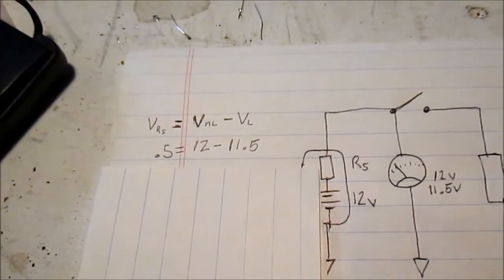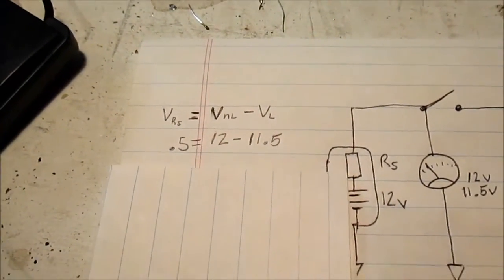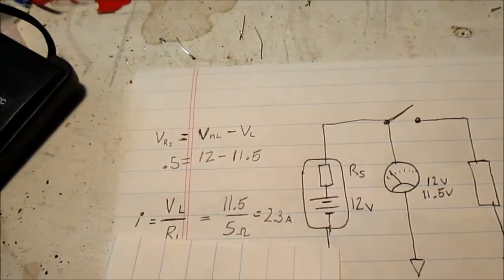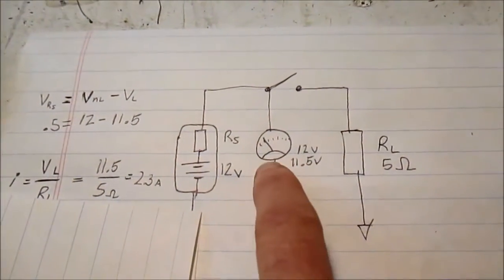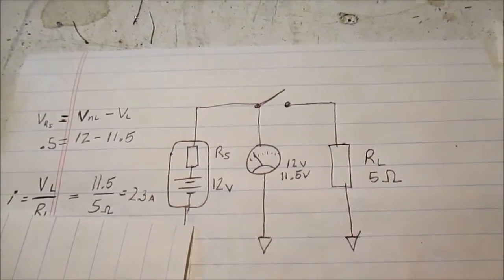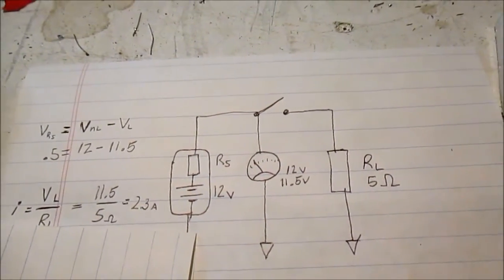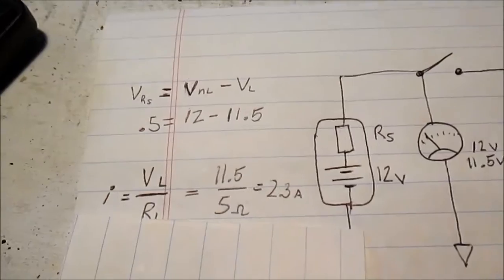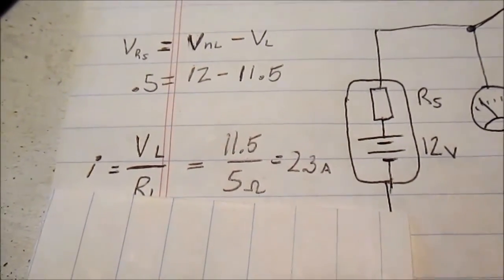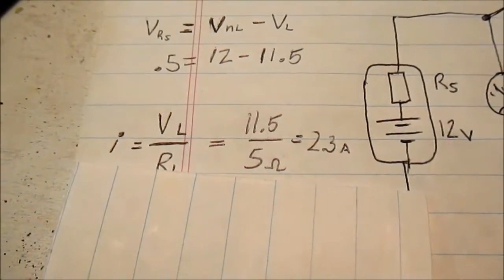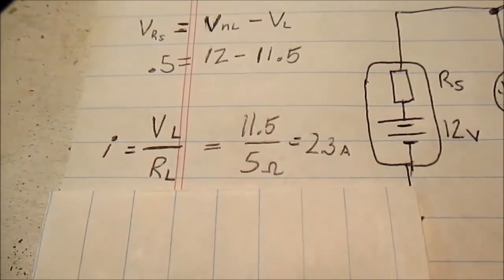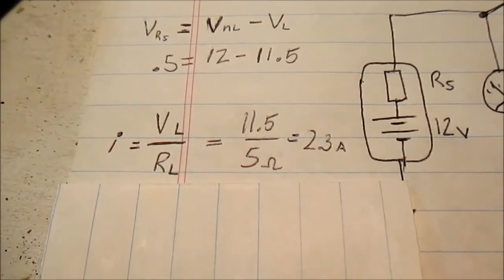So it was 12 volts minus 11.5. That's half a volt. Next we need to calculate the current. Well, loaded, we know it dropped to 11.5, so that's going to be the voltage drop across this 5 ohm resistor. Ohm's Law again. Ohm's Law is very easy. It's always voltage on top when you're trying to find current or resistance. In this case, we're trying to find current. 11.5 divided by 5 ohms, 2.3 amps.